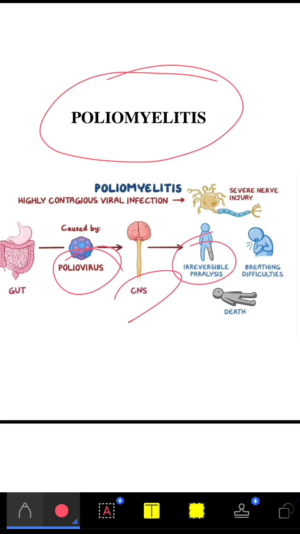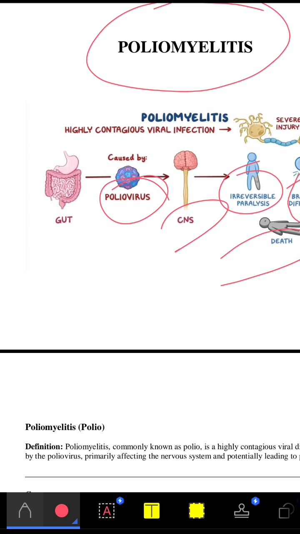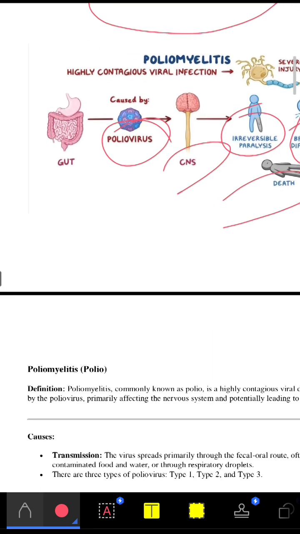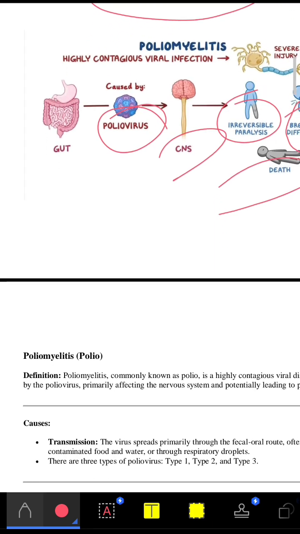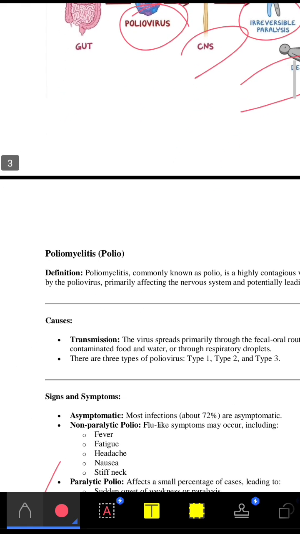It is also characterized by breathing difficulties, and sometimes it will lead to death. So under poliomyelitis, we'll discuss definitions, causes, signs and symptoms, diagnostic evaluations, medical management, and nursing management, complication, prevention. So let's see the definition of poliomyelitis.